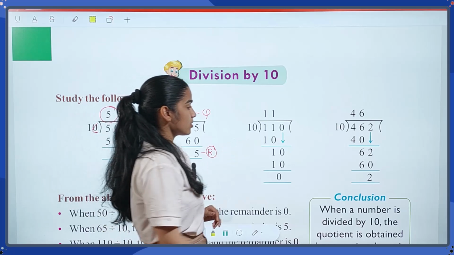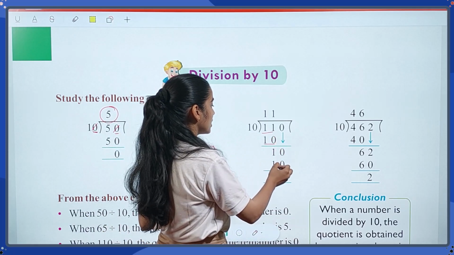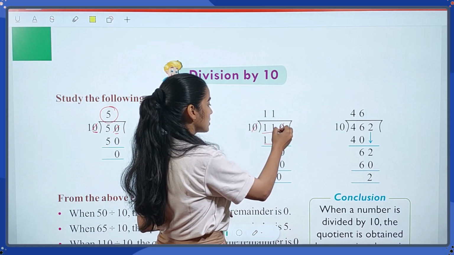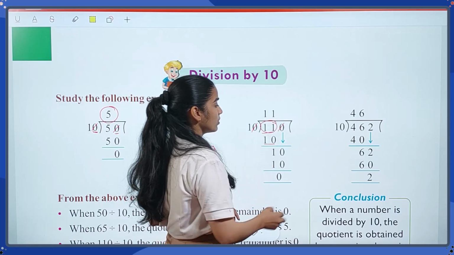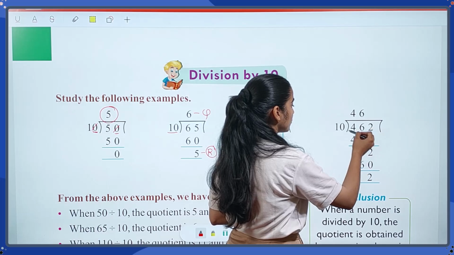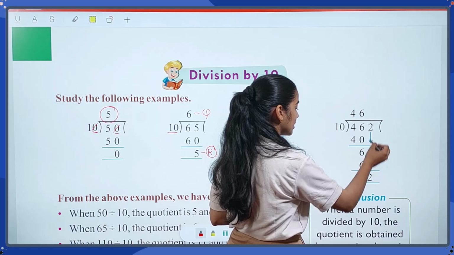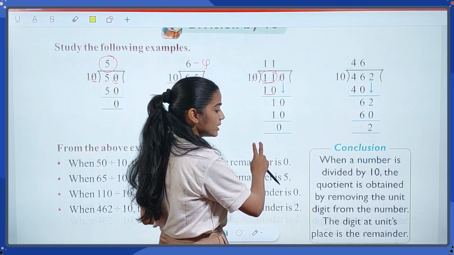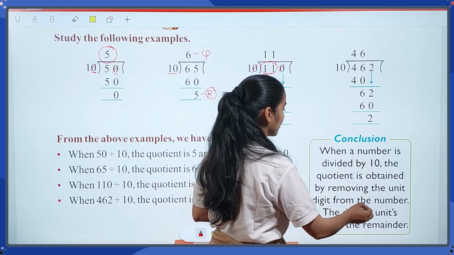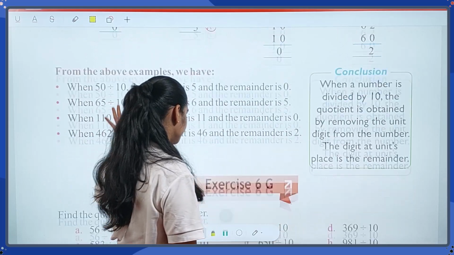In this case you have 11 and you take 10, then shift to the next number. So again you can cross out. 0 cancels out with 0. The answer is 11 only. In this case, what do you have to do? For 462 you have to take first 40, then 4 multiplied by 40, then 62, 60 and then 2. So when a number is divided by 10, the quotient is obtained by removing the unit digit from the number. The digit at the unit place is the remainder only.